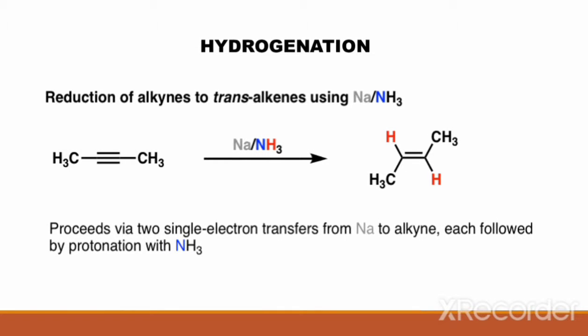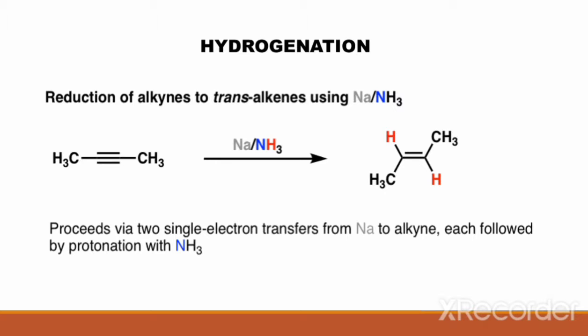Next is the reduction of alkynes to trans alkenes using sodium and liquid ammonia. The reaction proceeds via two single electron transfers from sodium to alkyne, each followed by protonation with ammonia. So in this reaction, we will take an alkyne, then it will react with sodium and liquid ammonia.